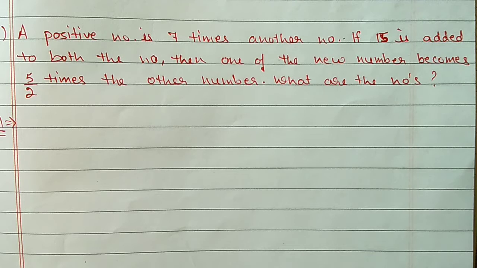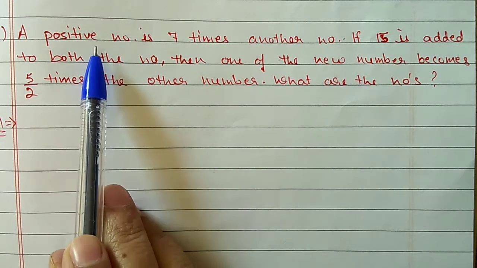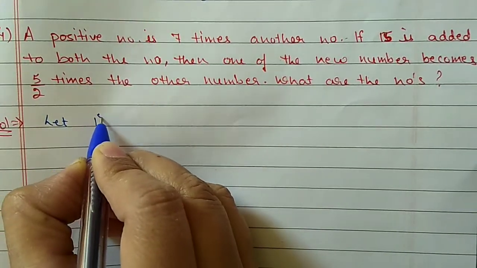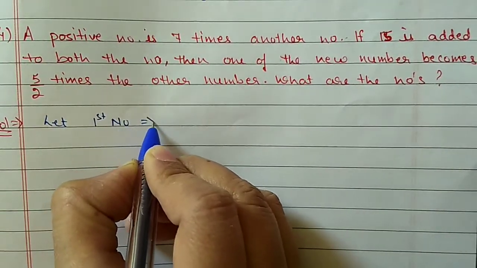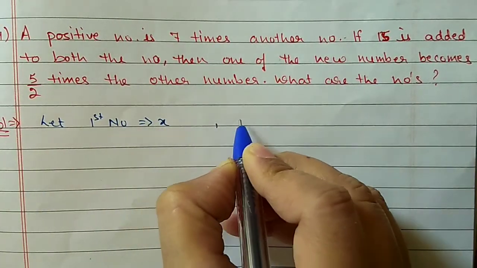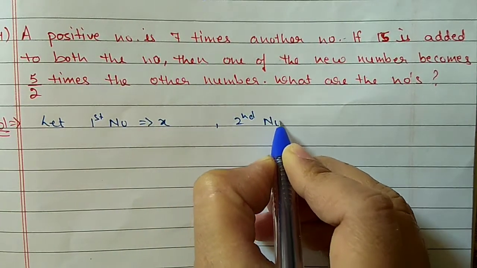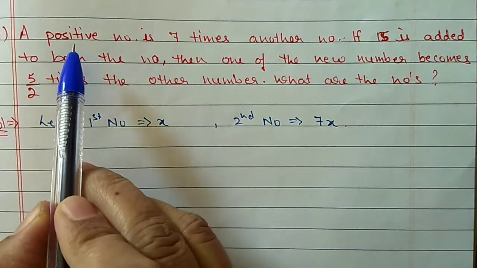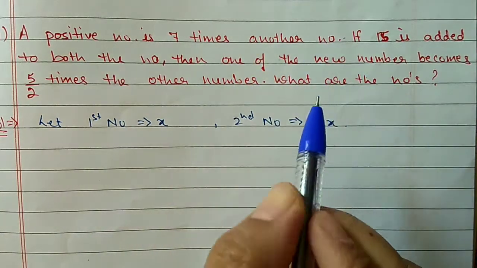Next question number 4. A positive number is 7 times another number. If 15 is added to both the numbers, then one of the new numbers becomes 5 by 2 times the other number. What is the number? So here in this question we have two numbers. Let the first number be x. Then the second number is 7 times the first number, so the second number will become 7x. It is given a positive number is 7 times the other number.